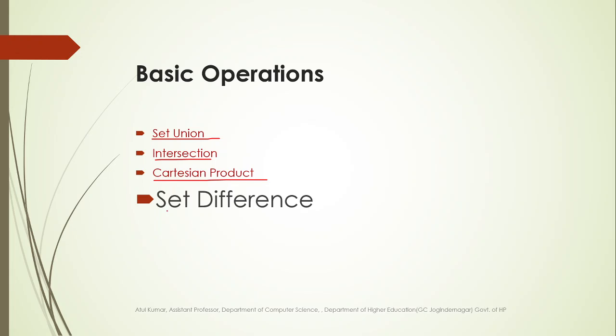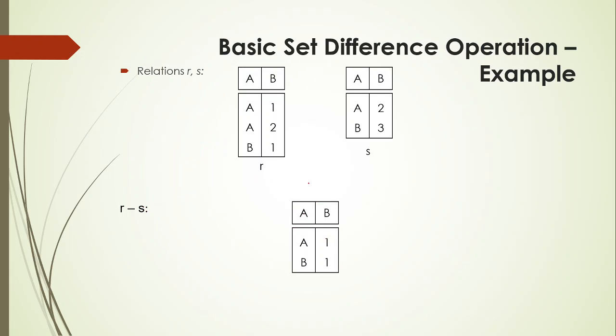So the next basic operation in relational algebra is the set difference operation. So what is basically a set difference operation? Let me illustrate it with the help of an example. What is set difference operation? Suppose we have two relations, relation R and relation S. Both relations have attributes A and B.